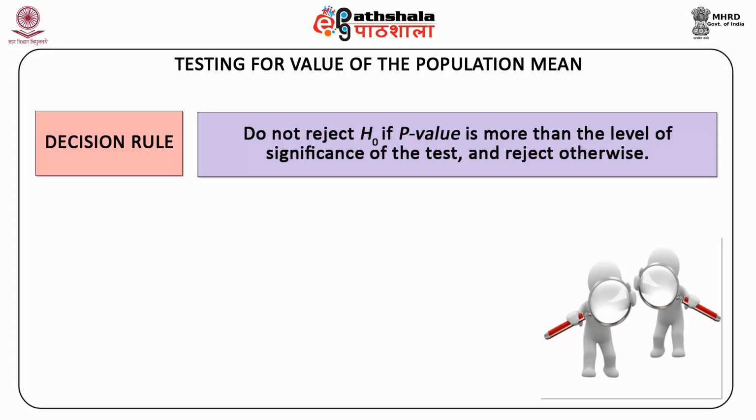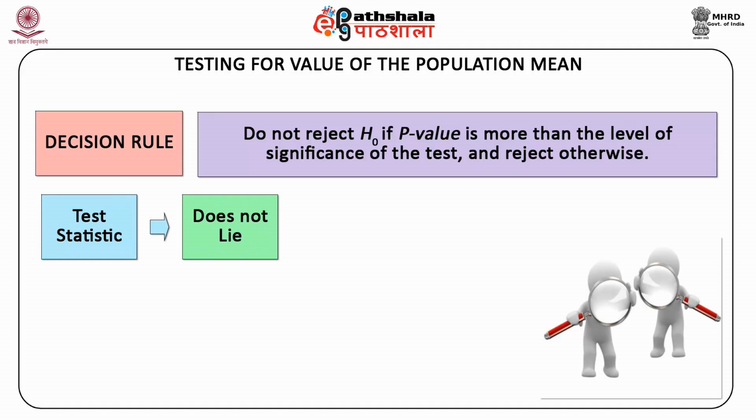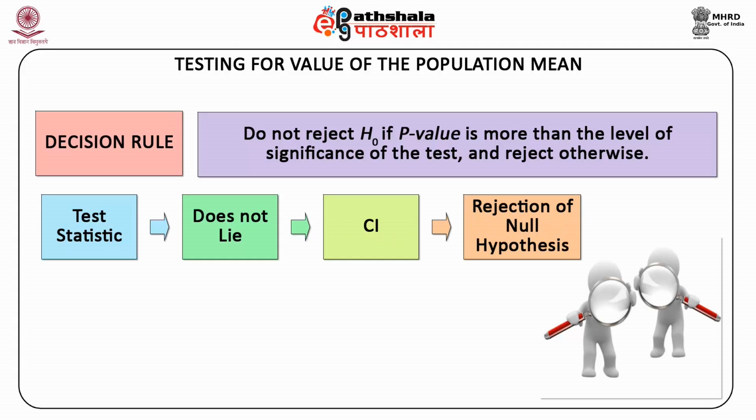The values of the test statistic that fall in the confidence interval at confidence level 1 minus alpha and the values of the test statistic from the same distribution that lie in the critical region at significance level alpha are disjoint sets. Therefore, a test statistic that does not lie in the confidence interval must naturally lead to the rejection of the null hypothesis.